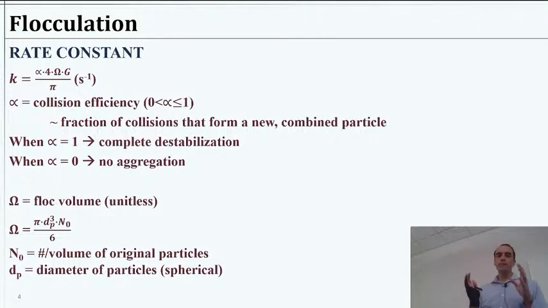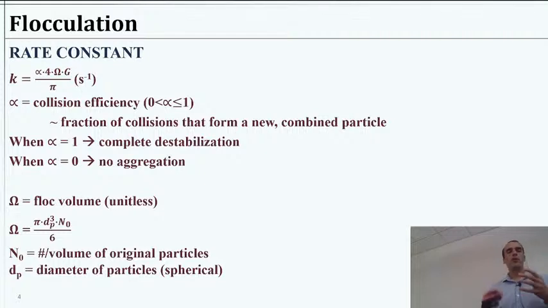So we have a collision efficiency, a factor of 4, the Flock volume, and the mixing intensity. We're also dividing by pi. So all of that put together will give us a unit for k in per seconds, because G is in per seconds and everything else is unitless. 4 and pi are unitless. This collision efficiency is unitless. It's a ratio. And I just said this guy is also unitless because it's a volume per volume.